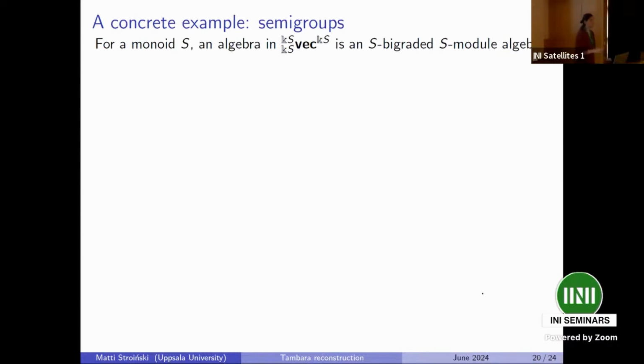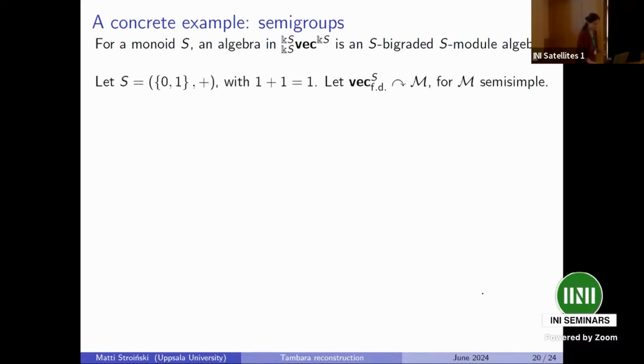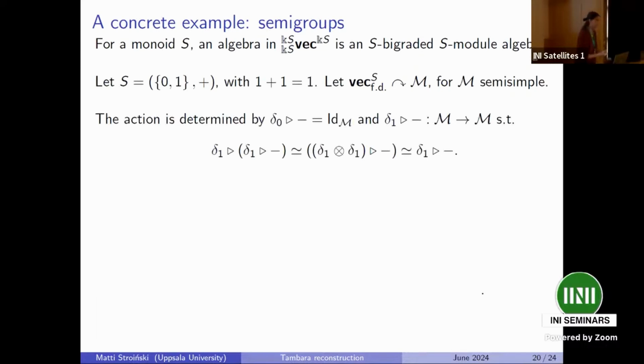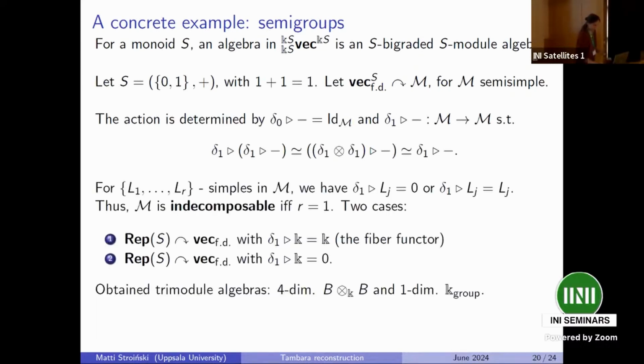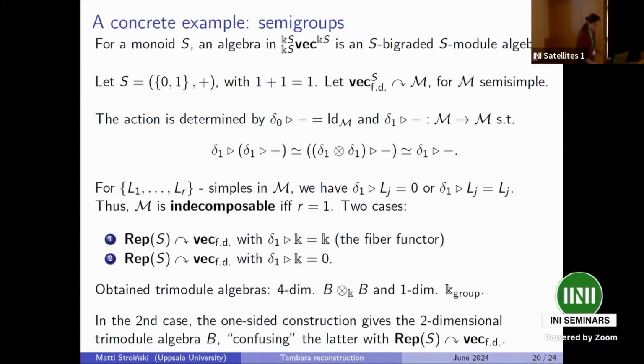So we can make this more complete. If B is a semi-group algebra, then a Hopf trimodule is just an S-bigraded S module, and an algebra object in that is just an S-bigraded S module algebra. And then, okay, I think I will skip over this, but the point is that if one looks at the semi-group on two elements, which is not a group, but it's non-trivial, and looks at semi-simple module categories of this.